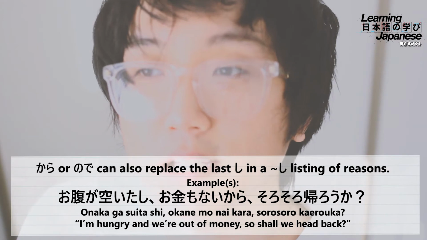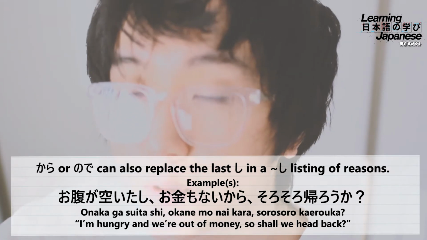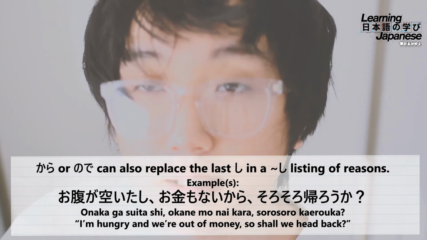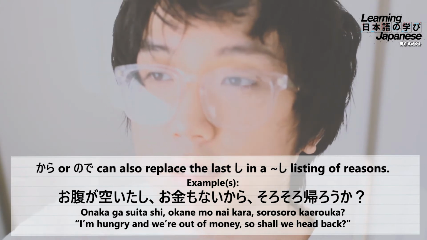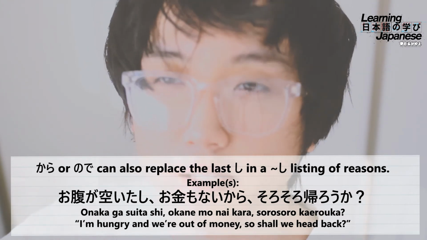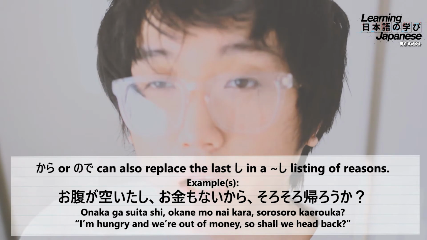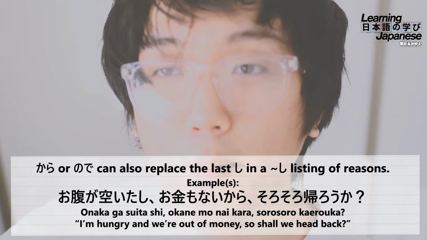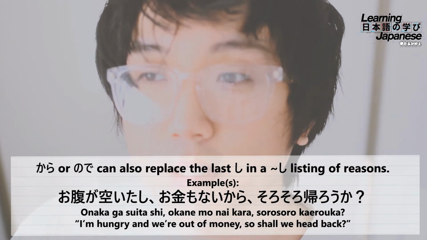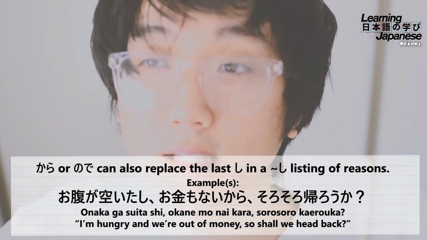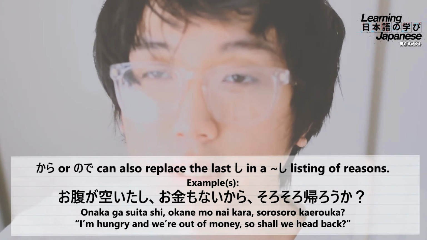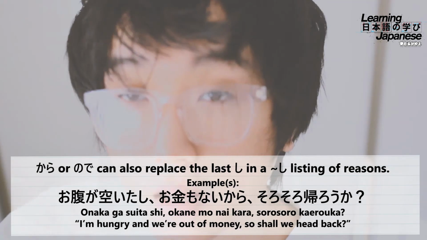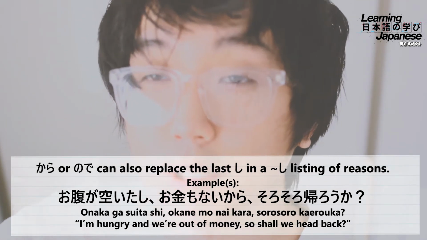Or this reason is going to be more straightforward, or kind of a more blunt reason, and that'll be okane mo nai, which just means we're also out of money basically, or we don't have any more money, or we don't have money. Okane means money, of course. We have the mo particle to mean also because we've established this as another reason, and then the nai is the negative form of aru, which means to have basically, so don't have. Then the kara is going to mean, well, because we don't have any more money.